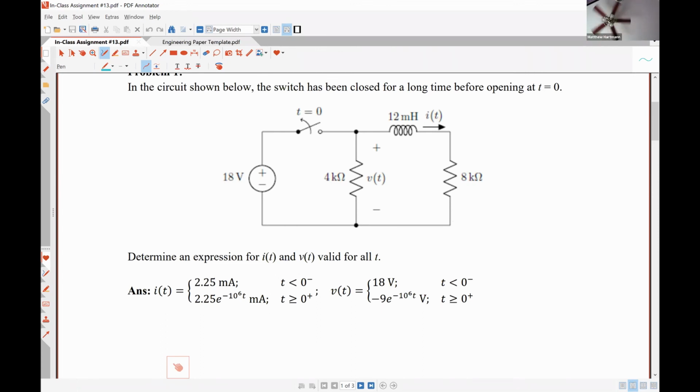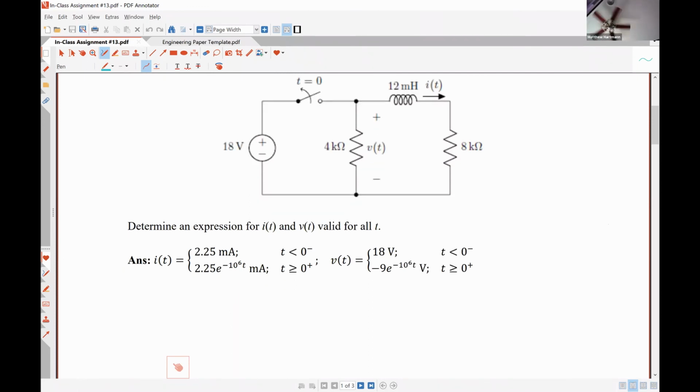We're going to approach all of these problems in a very formulaic way. We are going to analyze our circuit at t equals 0 minus, then analyze the circuit at t equals 0 plus, and then plug our results into the generic formula.